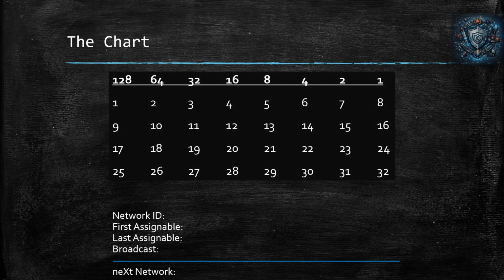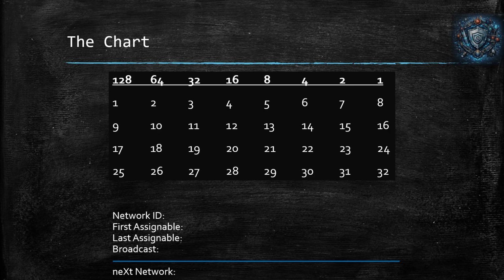It all comes down to memorizing this chart right here. You can memorize this chart and the NFLBX: the network ID, first assignable, last assignable, broadcast, and next network. Then you will always have a quick way to write out a subnet. You can quickly write this down when the exam starts, and you'll have your little subnetting cheat sheet there next to you, all legal and part of the process.